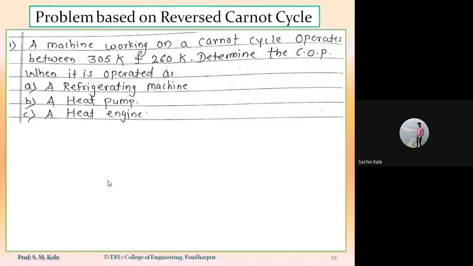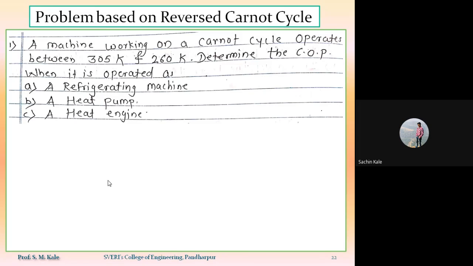Yes, sir. A machine working on a Carnot cycle operates between 305 Kelvin and 260 Kelvin. Determine the COP when it's operated as a refrigerating machine, a heat pump, and a heat engine.